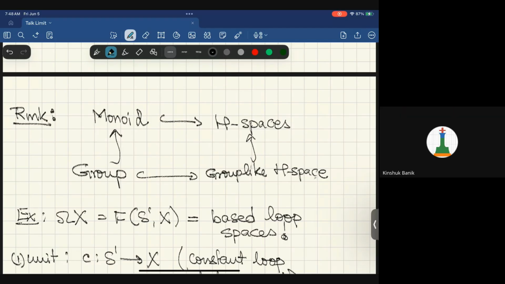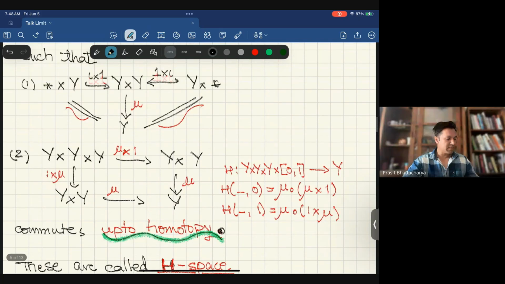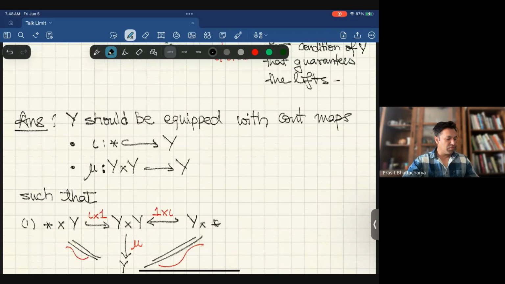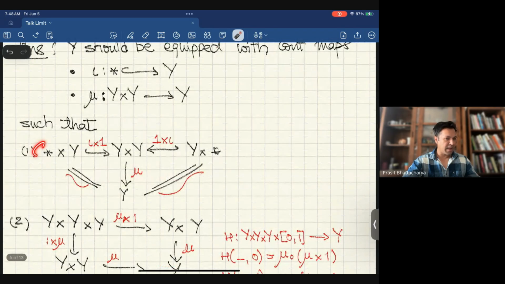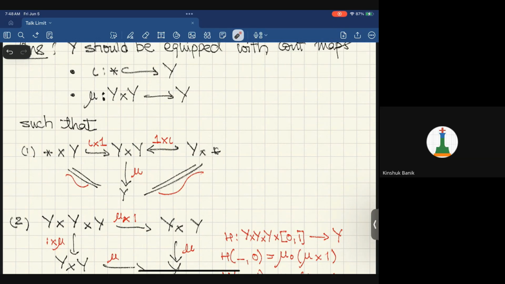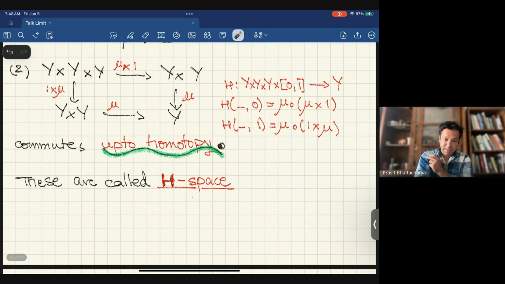Can you just once mention what you mean by H space? Like, what is an object in H space? An object in H space is a topological space which is equipped with continuous maps such as this unit map from a point and a multiplication map from Y cross Y to Y, such that these diagrams commute up to homotopy. Okay, thank you. Okay, so that is what H space is.